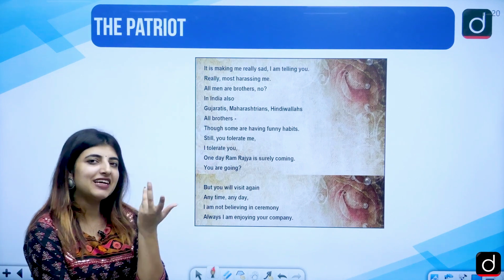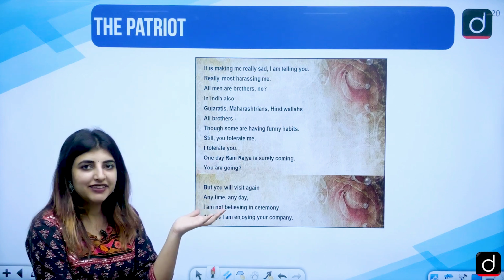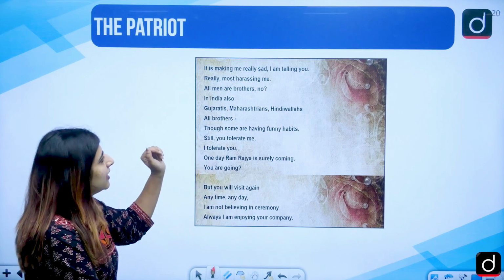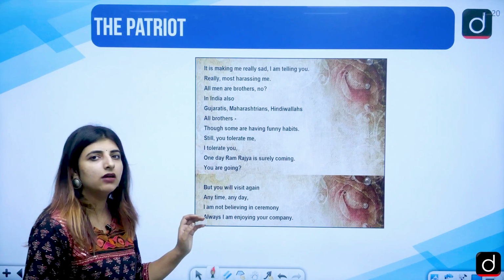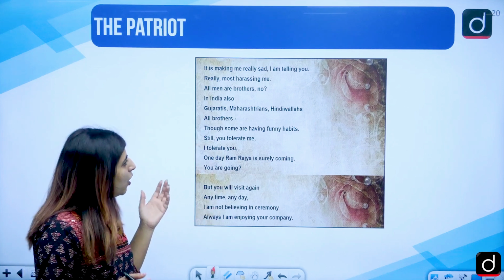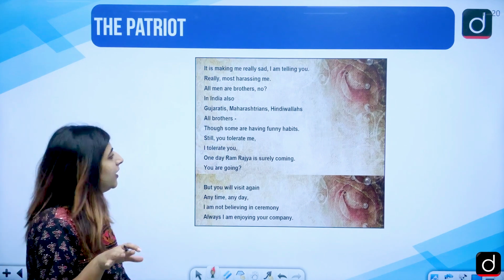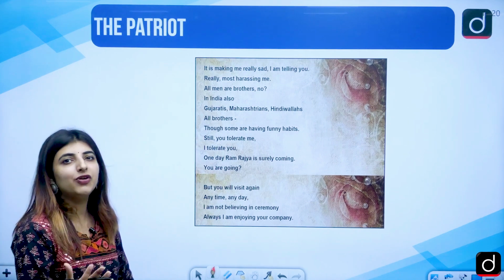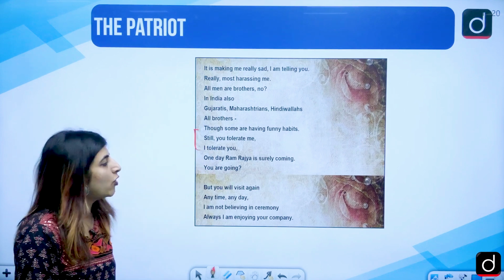All men are brothers, no? This is the one thing which have been preached time and again. Hindu, Sikh, Bhai, etc. Correct? So those very things. In India also, Gujaratis, Maharashtrians, Hindi walas, all brothers. All brothers, though some are having funny habits. Still you tolerate me. I tolerate you. The toleration of religion, he is putting a sarcasm on.